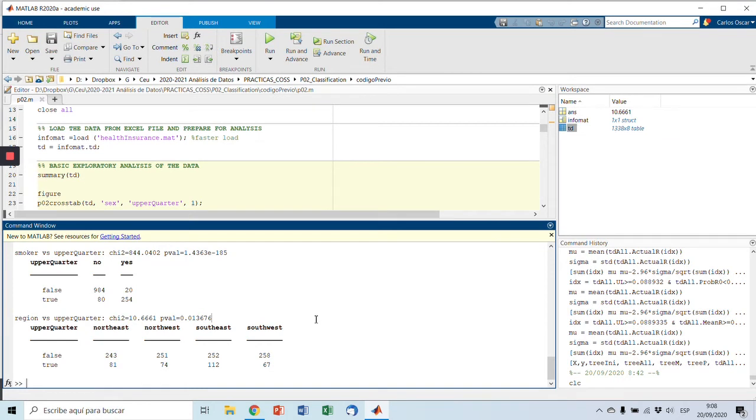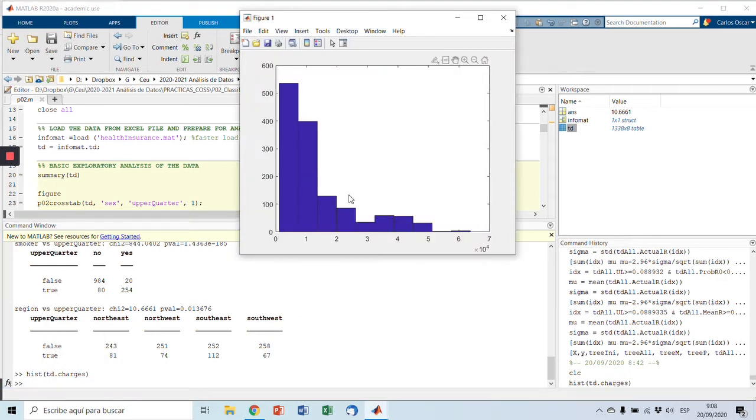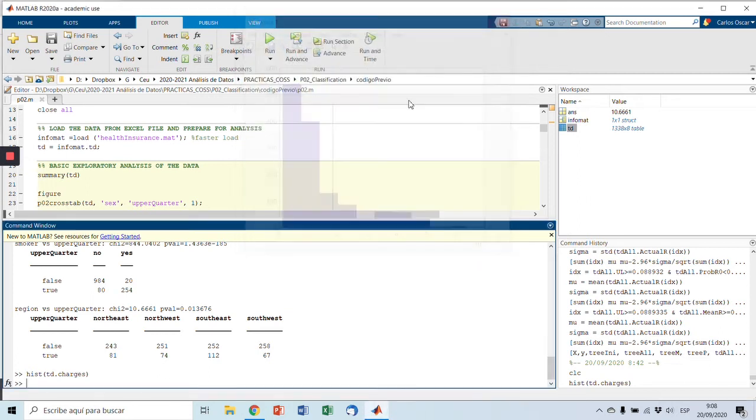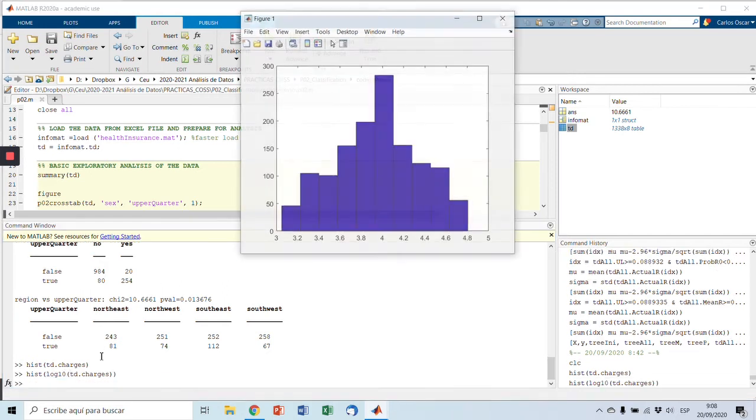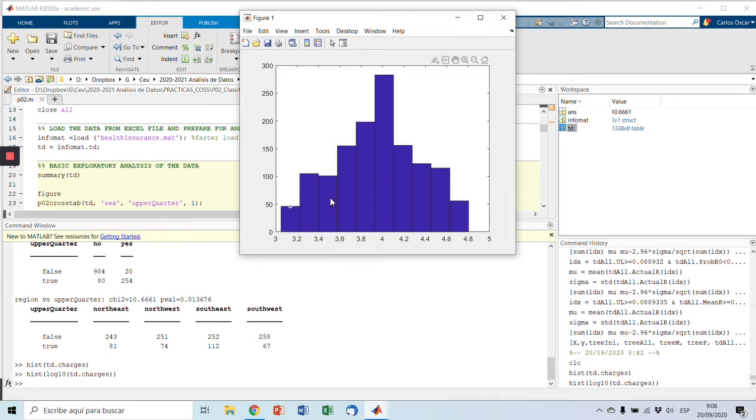It might be interesting also to plot the histogram of the charges. So this is the histogram, and as always, when there are large variations of one variable, it is more convenient to plot the logarithm of that variable. Let's plot the logarithm. This is a typical variable that is log normal.